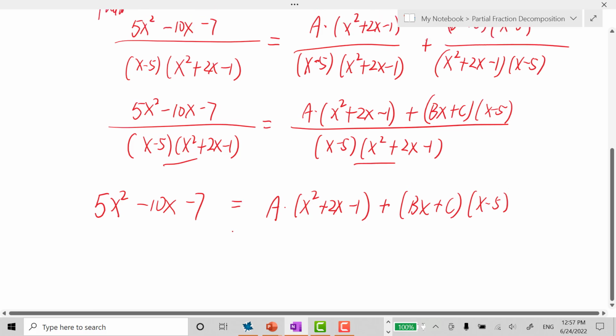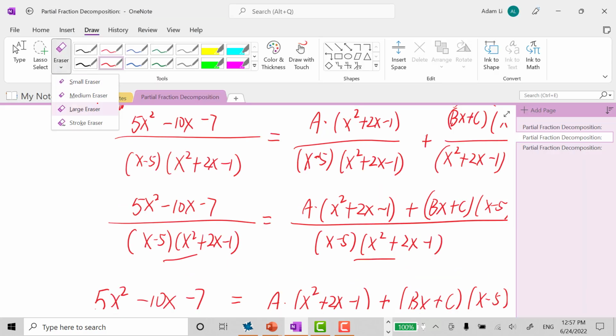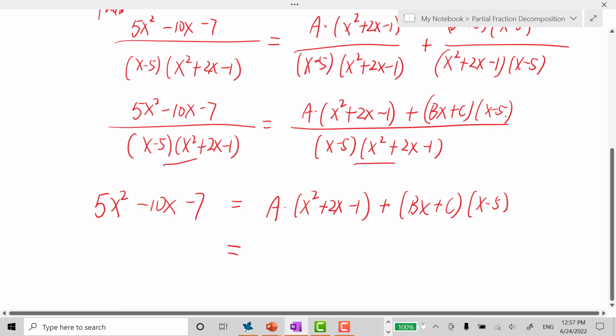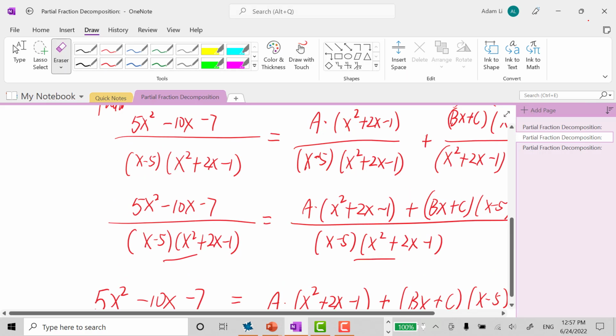Now on the right-hand side we can distribute and collect like terms. We can also use the other method, so I guess I'll show both methods in this case. Okay, let's start with the first method.